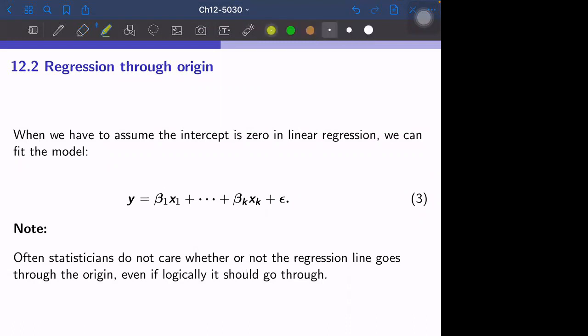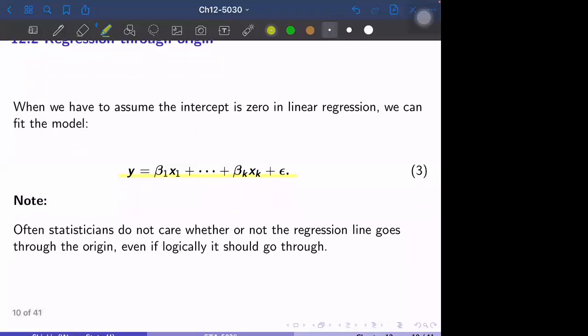So sometimes we want to assume that the intercept is 0 in linear regression. So that is this model. Originally we have the beta naught intercept to ensure that the error has mean 0 and also the effect when all x's are 0. And this is non-standard because often statisticians don't care whether or not the regression line goes through the origin, even if logically it should go through the origin.